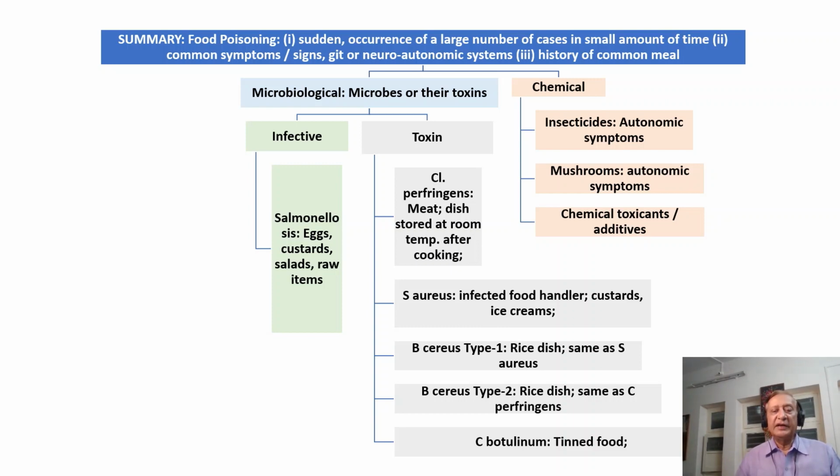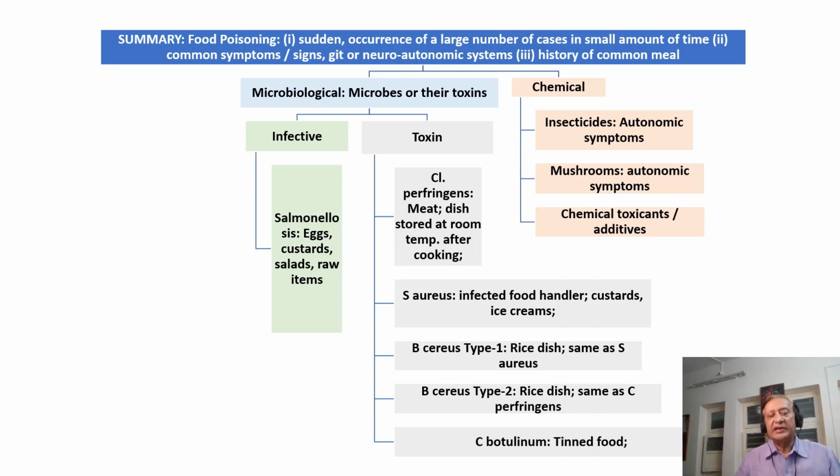The third one, Bacillus cereus, it has two types. Bacillus cereus type 1 is due to toxin, which is exactly similar to the manifestations produced by S. aureus. The incubation is also the same, but it is generally transmitted by a rice dish. Usually the Chinese dish is fried rice and so on. Whereas Bacillus cereus type 2 is also due to a toxin, but its manifestations are exactly like those of Clostridium perfringens. S. aureus produces the upper GIT type of manifestations, whereas B. cereus type 2 produces the lower GIT type of manifestations like Clostridium perfringens. And once again, rice dish is the main culprit in transmission of Bacillus cereus type 2 toxin.